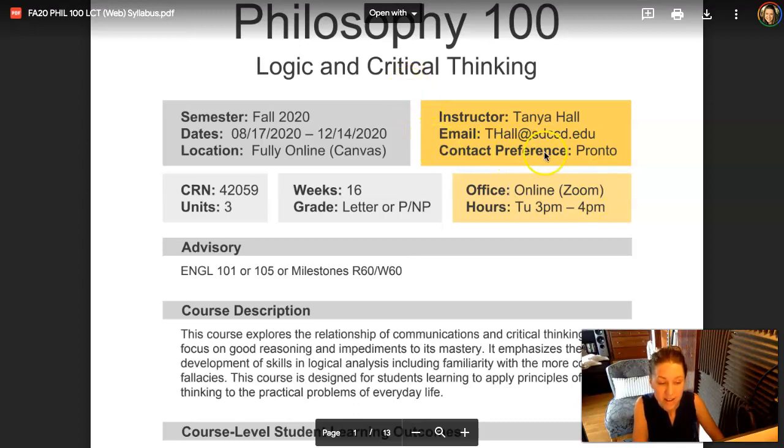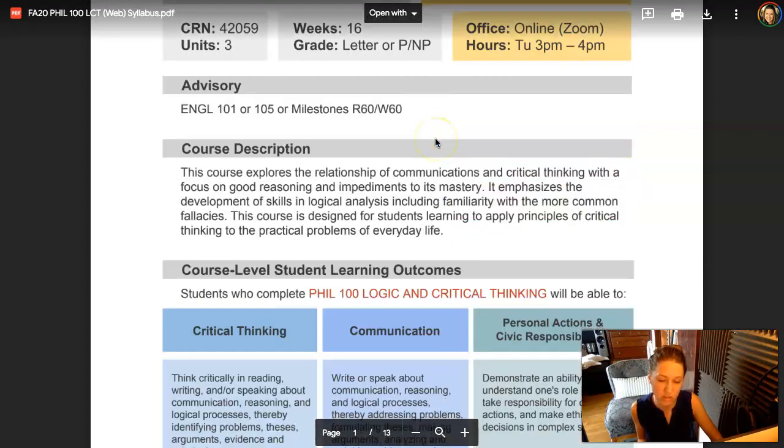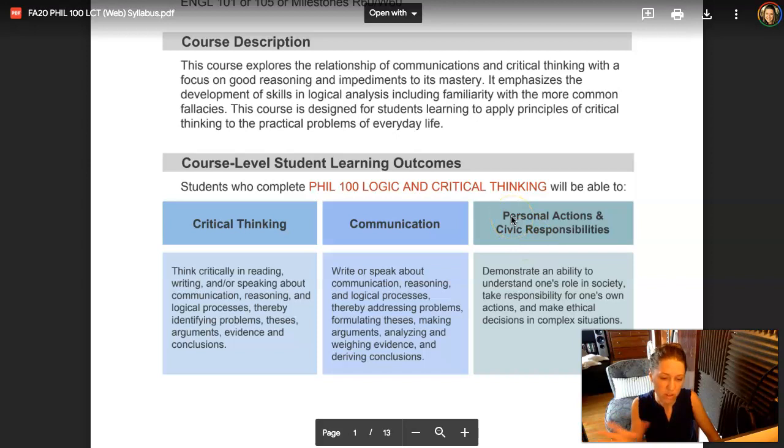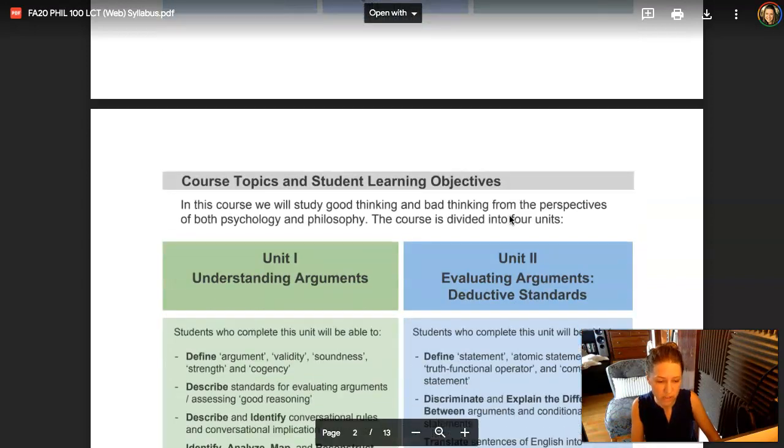So my contact preference is Pronto. That's the sort of instant messaging app that's integrated with Canvas. I recommend that you also get it for your phone if you have a smartphone or mobile device. I don't prefer email at all. That's my last preference for contact. So Pronto or a Canvas message are the primary way to get a hold of me, but you have my email just in case. Course description, course level learning outcomes, remainder of the front page.